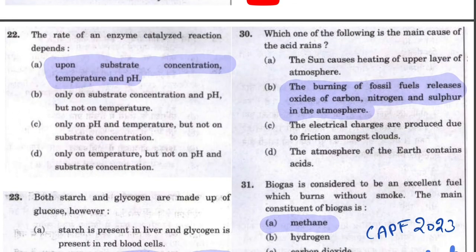So these three upcoming questions can be considered as part of environment, but let's see it here, that which one is the main cause of acid rain? So the burning of fossil fuels releases oxides of carbon, nitrogen and sulfur in the temperature. So nitrous and sulfurous oxides are the main reason for the acid rain. Just remember this: nitrous and sulfur oxides.